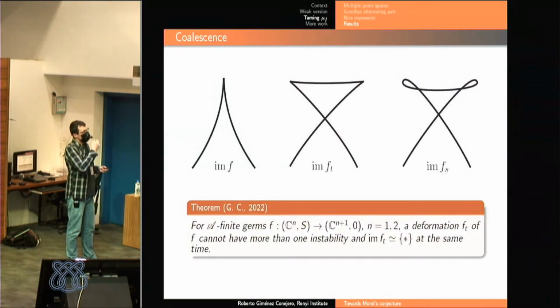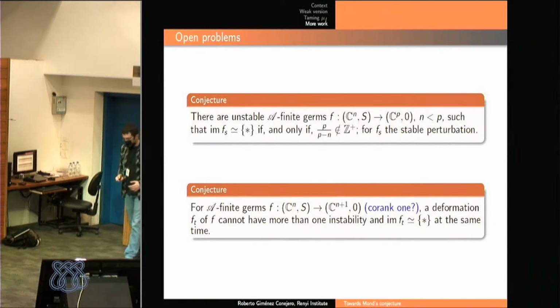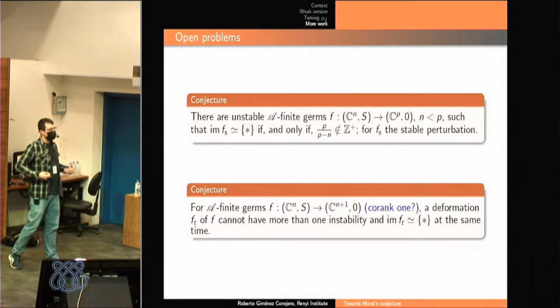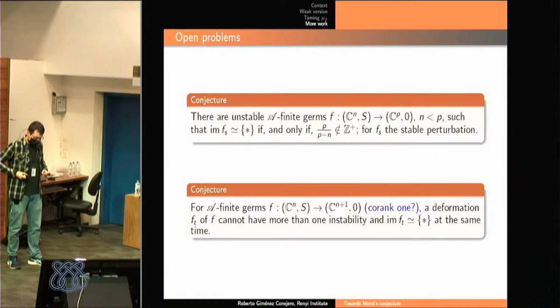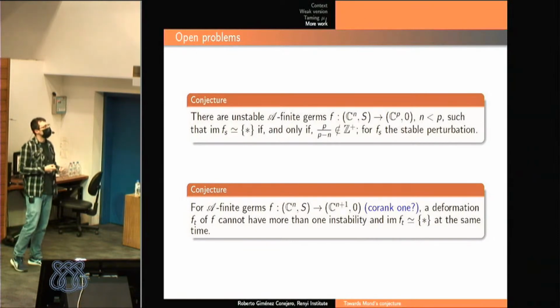And still, we don't know if, in general, maybe if you add the corank 1 condition from C^n to C^(n+1), in this setting where there are a lot of things that we don't know, if this holds, if you can find a family with more than one instability without creating homology. So this is a conjecture.